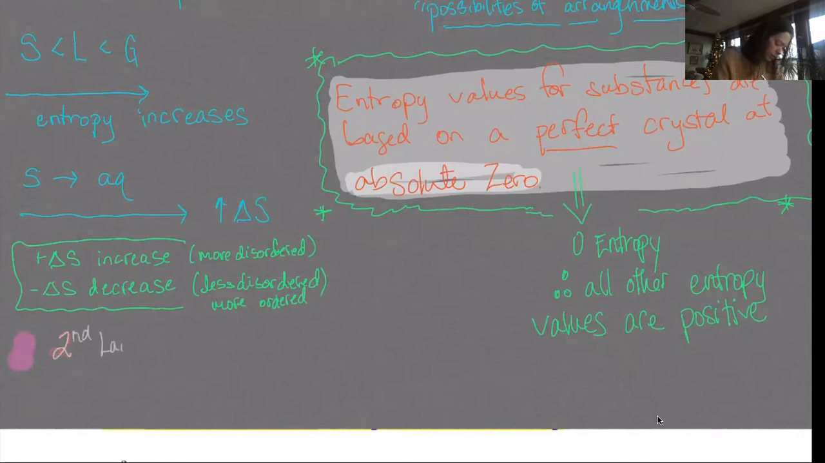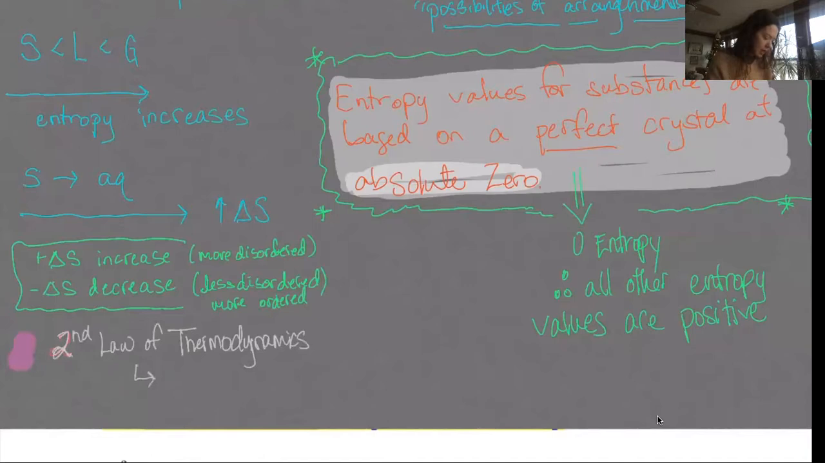Second law of thermodynamics. You might be thinking, well, what is the first law, Miss Murphy? It is the law of conservation of energy. All right, well, the second law of thermodynamics states that the entropy of the universe, right? Not the system, not the surroundings, but everything. The system and the surroundings make up the universe. So in every spontaneous process, in every process, the entropy of the universe is increasing.